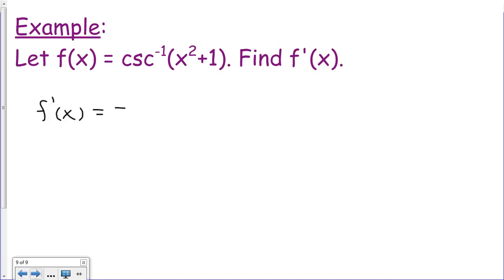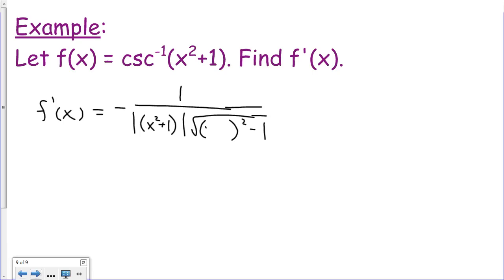So it's going to be a negative 1 divided by, it's the absolute value of something, times the square root of something squared minus 1. That's just using the rule there for the derivative of cosecant inverse. And then chain rule says you substitute in the inside function, so it's an x squared plus 1 that goes here, and an x squared plus 1 that goes there. Again, use those parentheses to help you get this written correctly there with that inside function in the right spot. And then finally, chain rule says you multiply by the derivative of the inside, which is 2x.